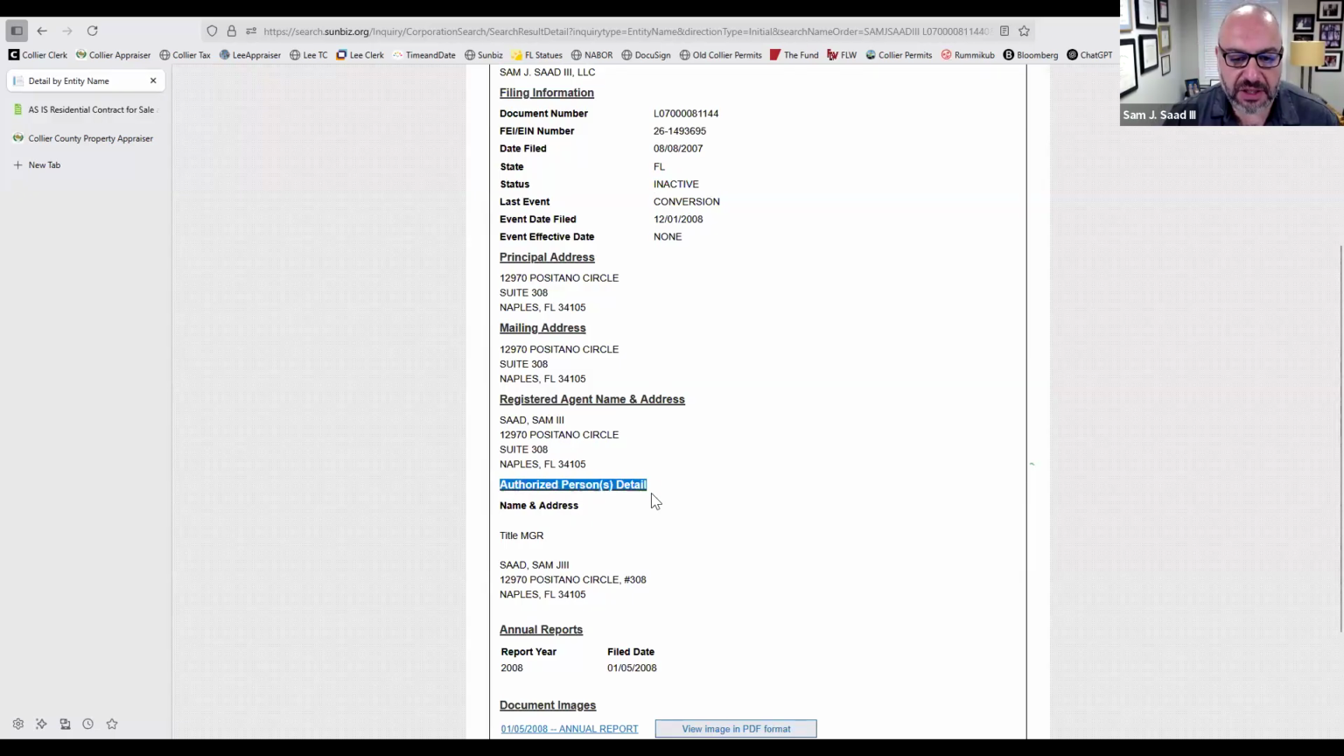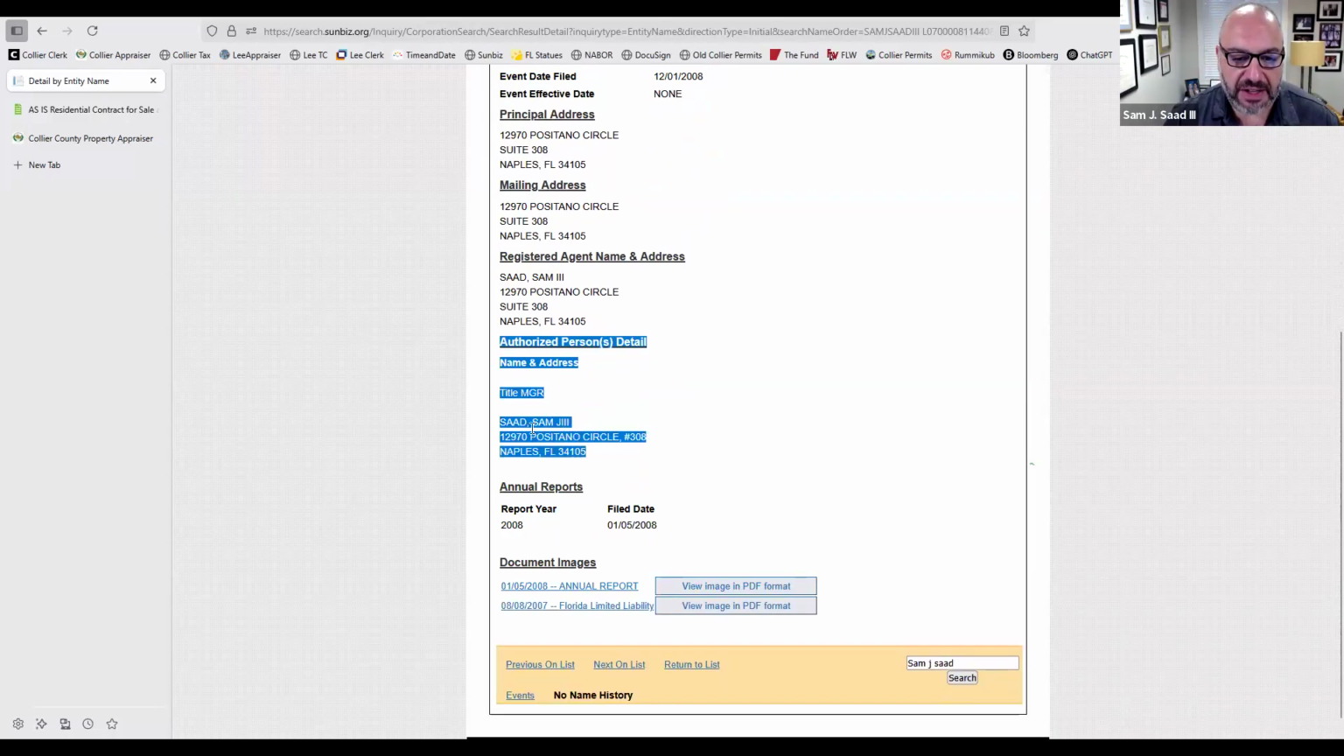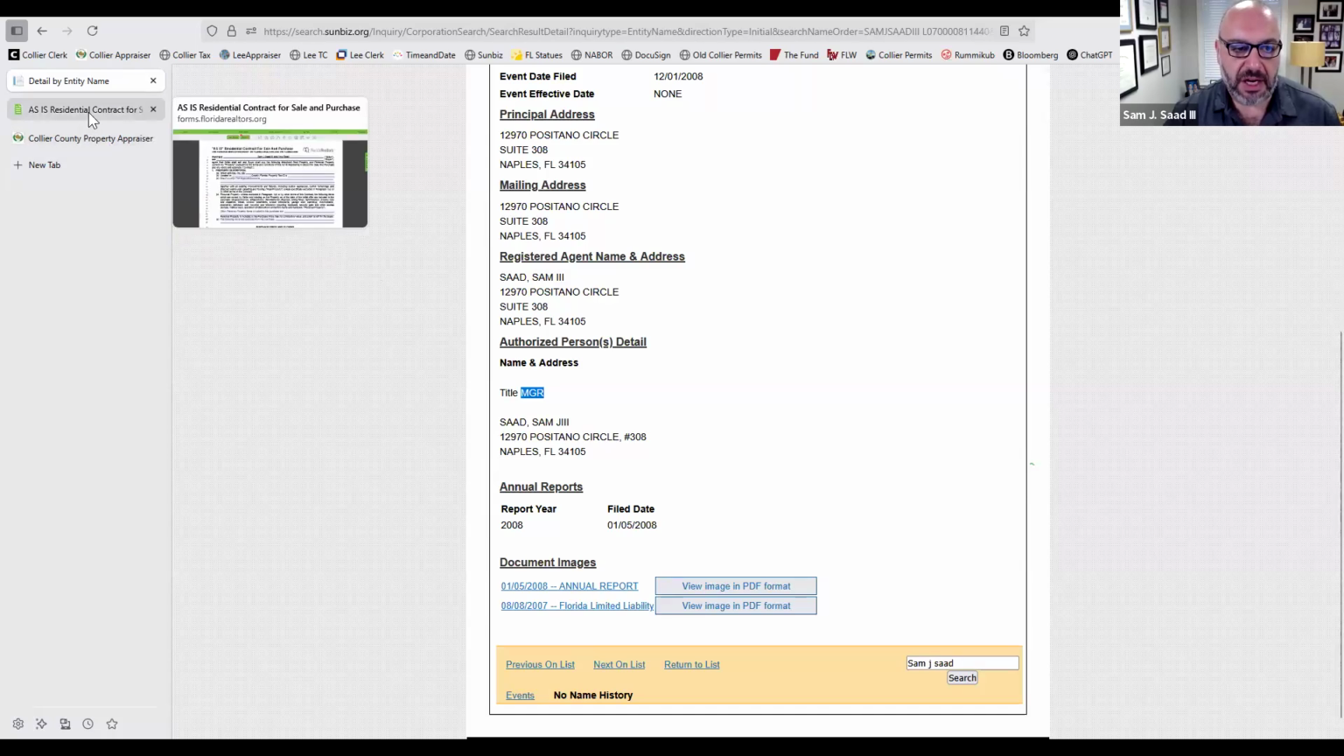Authorized persons, that's the person who's going to sign for the LLCs. You can see here where I'm highlighting, that's me. That's my old address. And I am the manager. This is very important. This title that I'm highlighting here, the manager of the LLC, is the person who signs. LLCs can either be member managed or manager managed, and this one is manager managed.